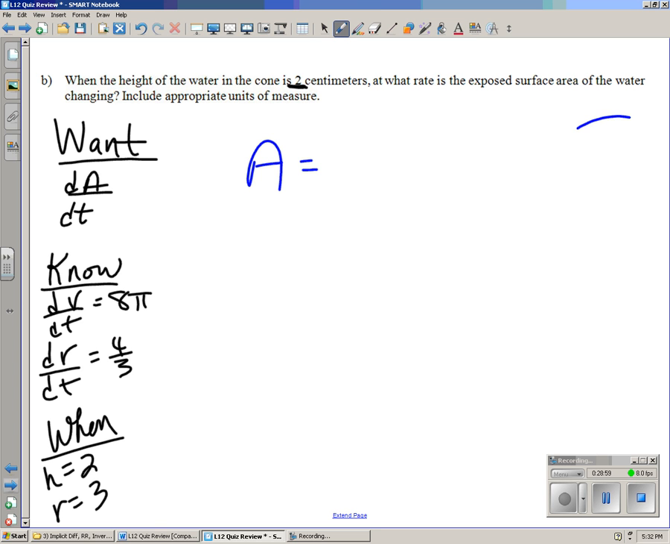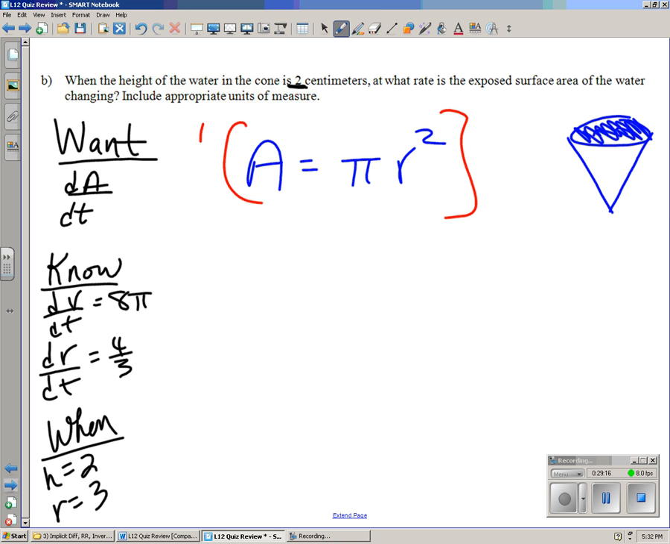If you think about what the surface area of a cone is, it's the circle that's exposed. So area is pi r squared. It does not depend on the height of the cone. So now we're going to differentiate both sides with respect to time. So we get dA over dt equals 2 pi r dr over dt.